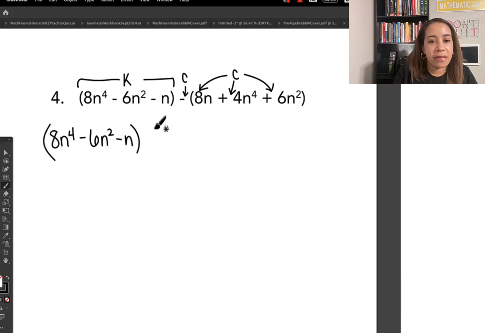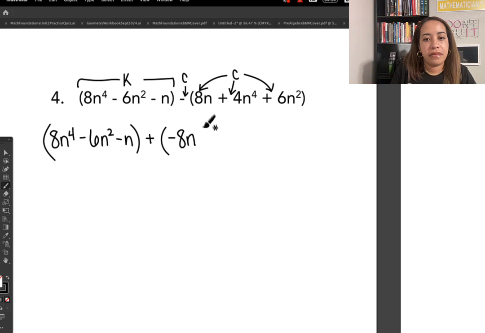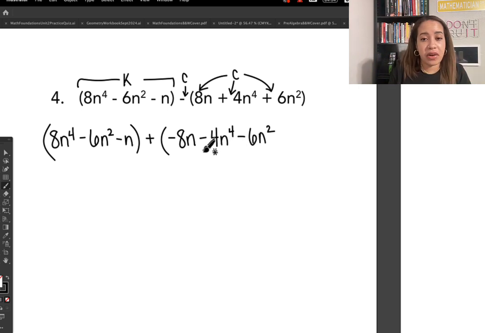We are changing from a negative to a positive. So instead of subtracting, we are changing to addition. And I'm going to change all of the signs in the second polynomial. This is also called distributing the negative, so you may have heard that before as well. So I've changed every sign. Instead of a positive 4n to the 4th, I made a negative 4n to the 4th. And instead of a positive 6n squared, I made a negative 6n squared.